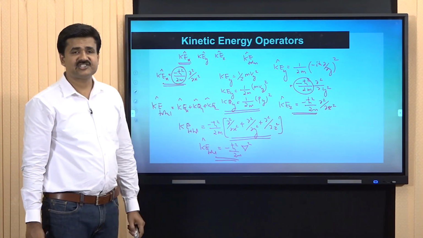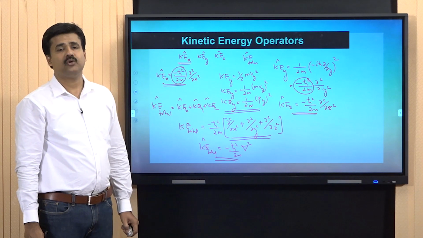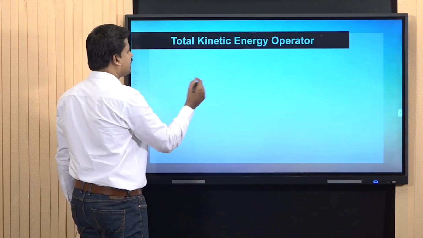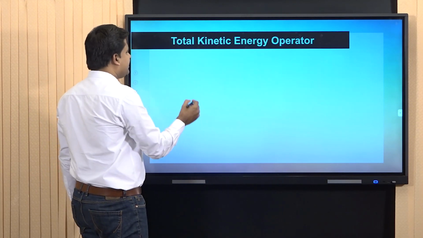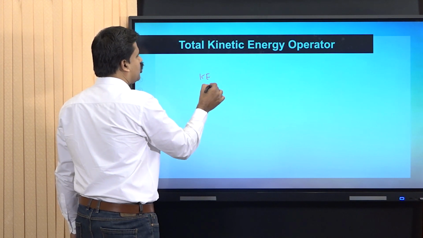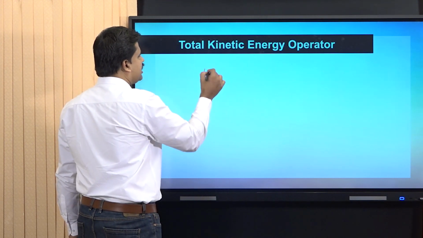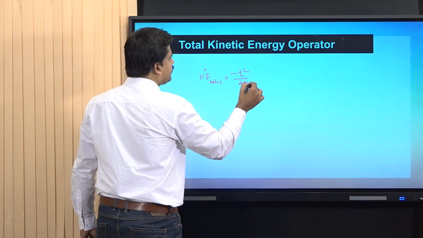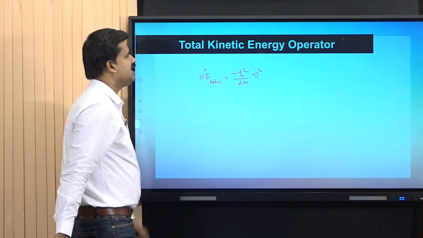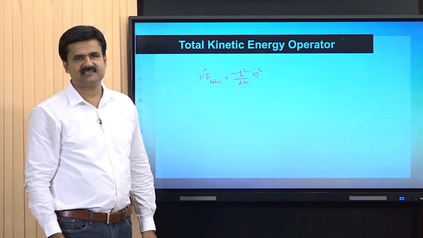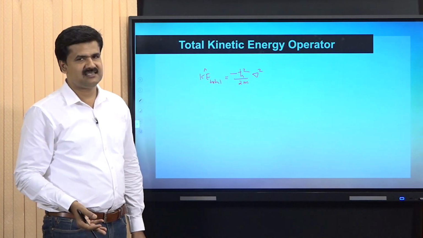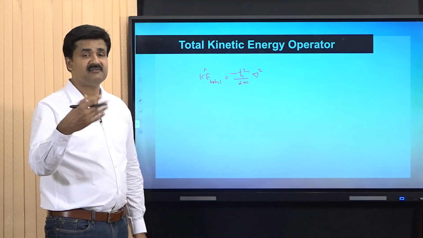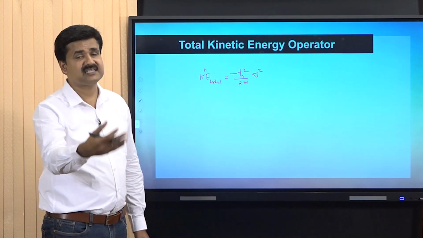That is all about the discussion on various kinetic energy operators. Once again, the total kinetic energy operator KE total hat is equal to minus ħ square by 2m del square. If we add potential energy to this, we will get total energy. The total energy operator is called the Hamiltonian operator, which we can discuss in the coming slides.